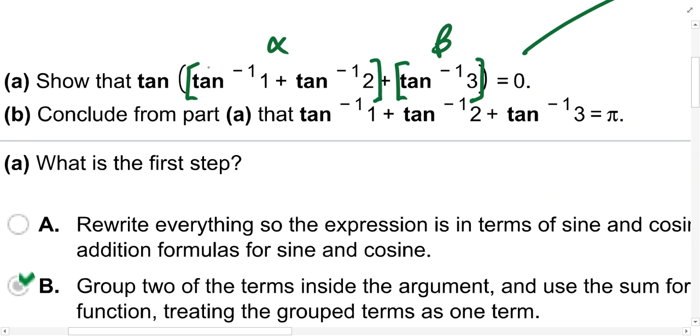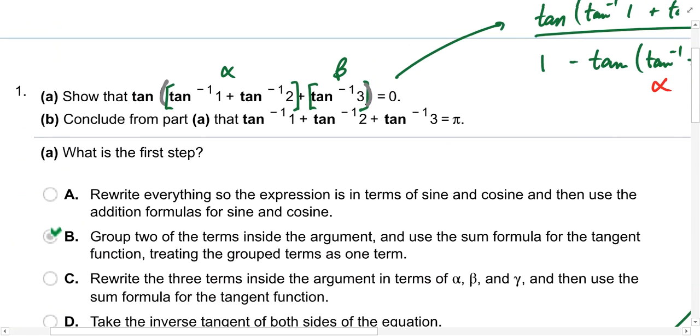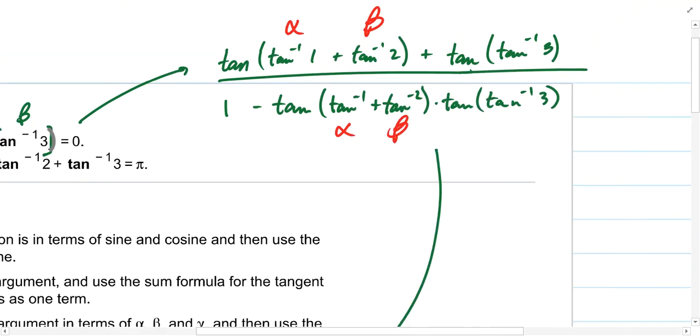given to you on MathXL, and the first step that we decided to do was to group two terms inside the argument. So two terms inside of this large grouping symbol and use them for the sum formula or sum identity for tangent function, and then do that a second time, essentially. So in the first step, we're making the claim that the result from these first two tangent inverses is going to represent our alpha angle, and the result from this tangent inverse is going to represent our beta angle.